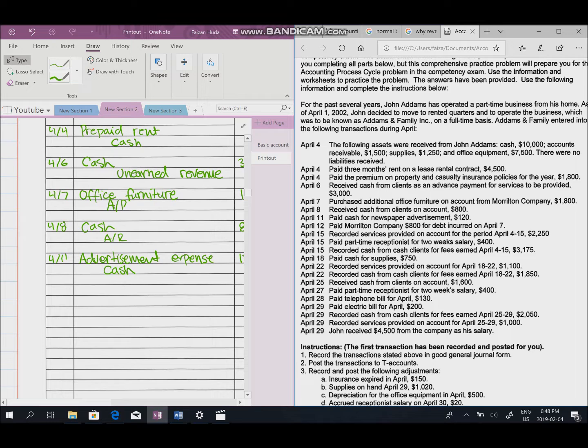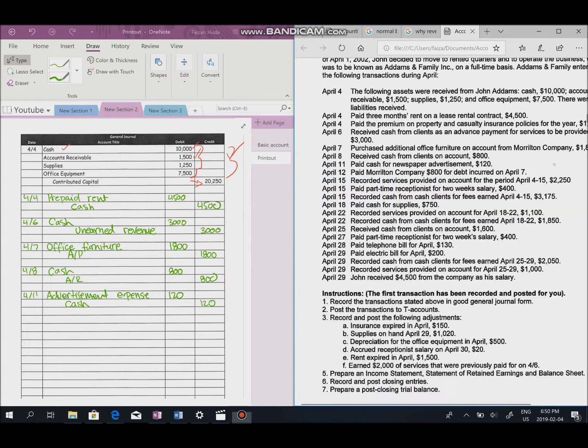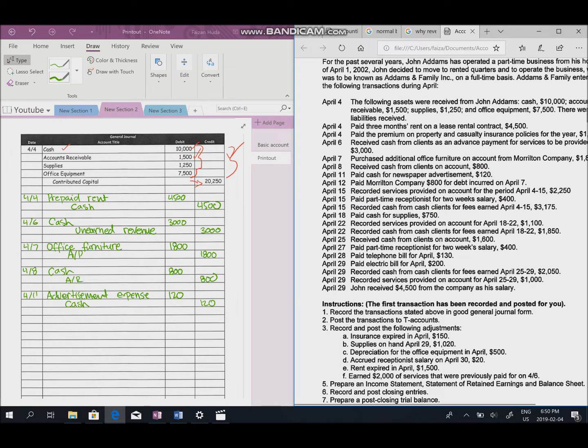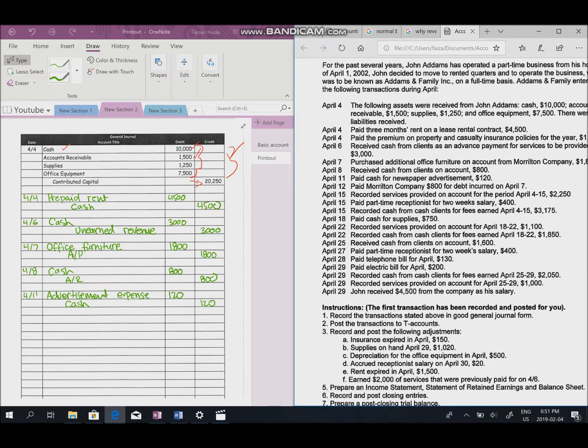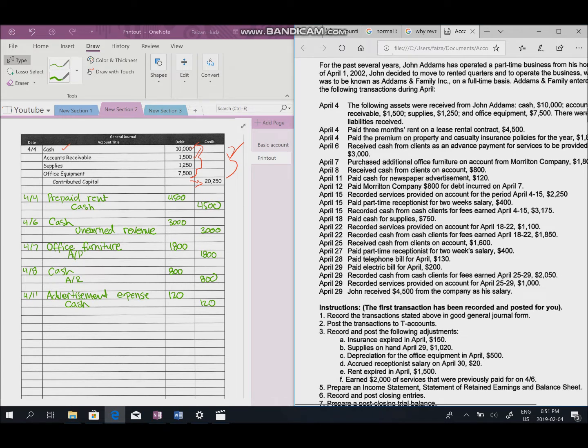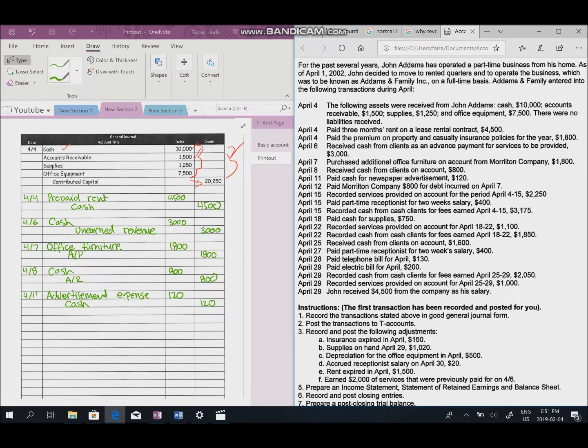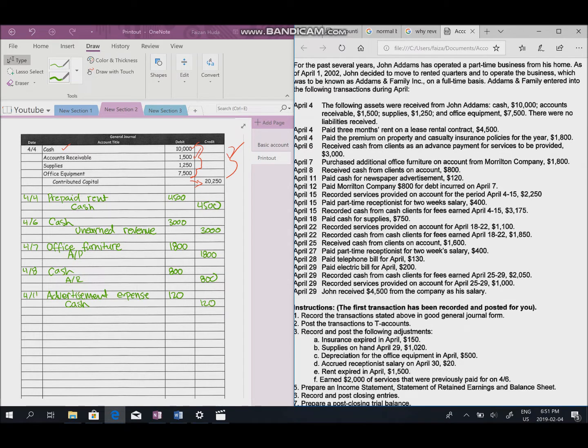Moving on to our next journal entry, which is April 12th. We paid Morrington Company or Morrill Company, whatever it's called, $800 for debt incurred on April 7. Okay. So guys, I just realized that I missed the April 4th journal entry, which was they paid the premium property and casualty insurance policy for the year, $1,800.